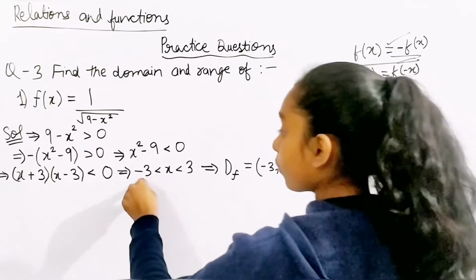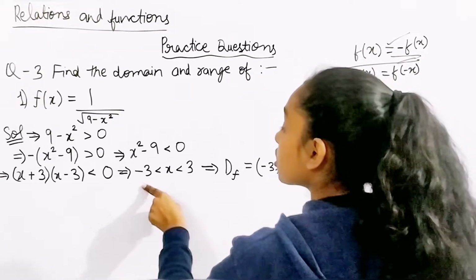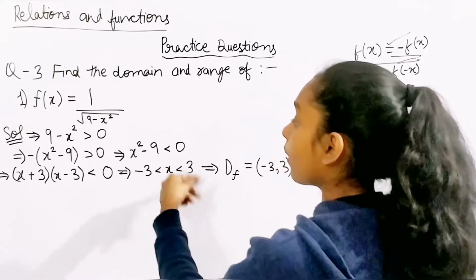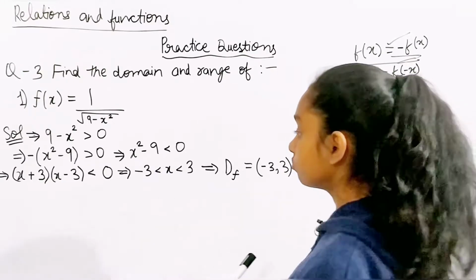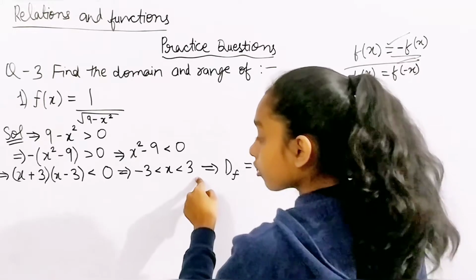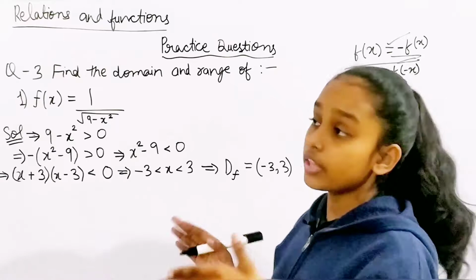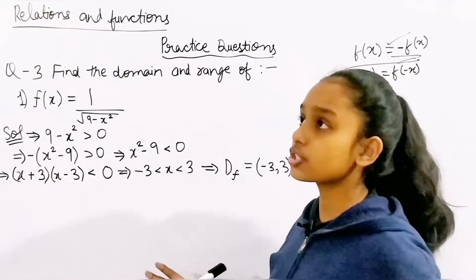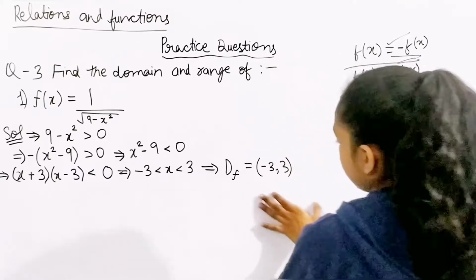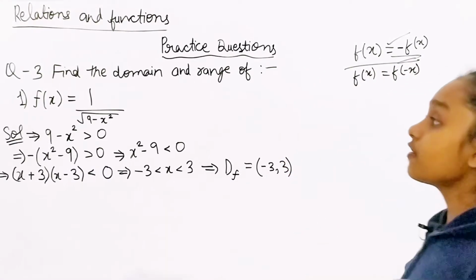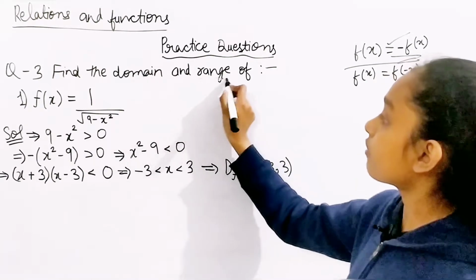It's saying that negative 3 is going to be less than x, which means that x will be greater than negative 3. And it's saying that x is smaller than 3, which means that 3 is larger than x. So this is what I'll say, okay? That's it. We found out the domain, and now we're going to find the range. Domain's done, now we're going to find the range.